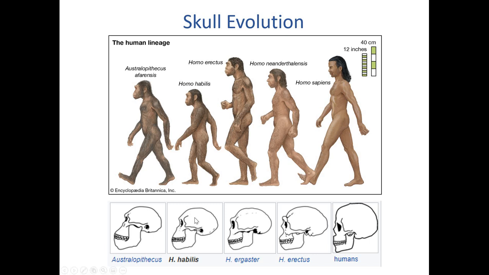Within these different species, we start getting the more elongated face, a more pronounced nose, less pronounced eyebrow crest, and smaller canine teeth. These are some of the features that distinguish our skulls and our facial morphology from some of our more ancient ancestors.